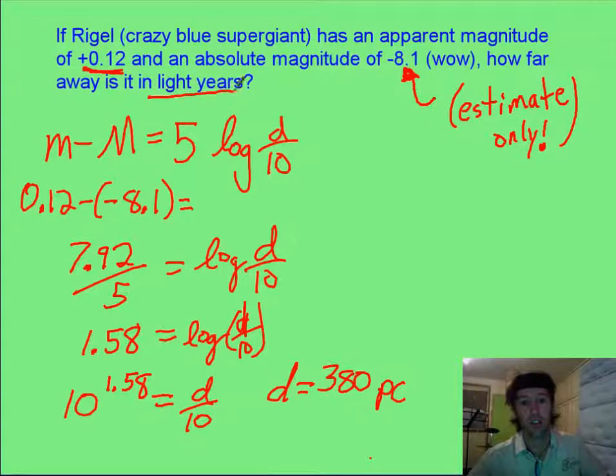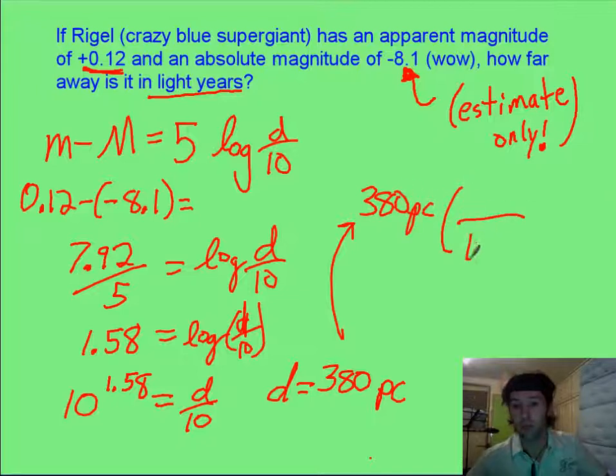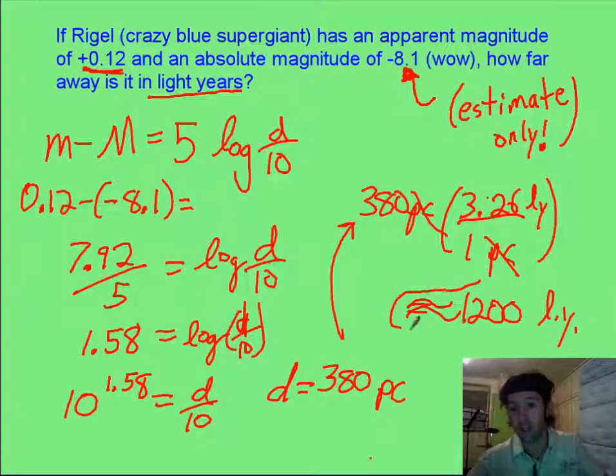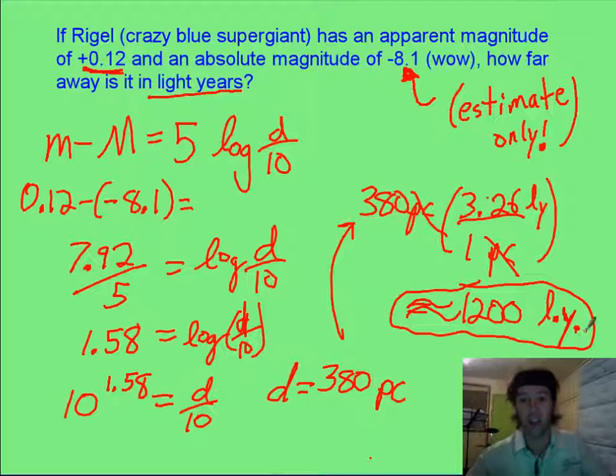But the question is asking, what is it in light years? So you go up here and you do the simple conversion, because as anyone knows, 1 parsec is big, and it's going to be equal to 3.26 light years. Those cancel, and you end up with about 1,200 light years away, and still it is so crazy bright here that it's one of the 10 brightest stars in the sky. Crazy.